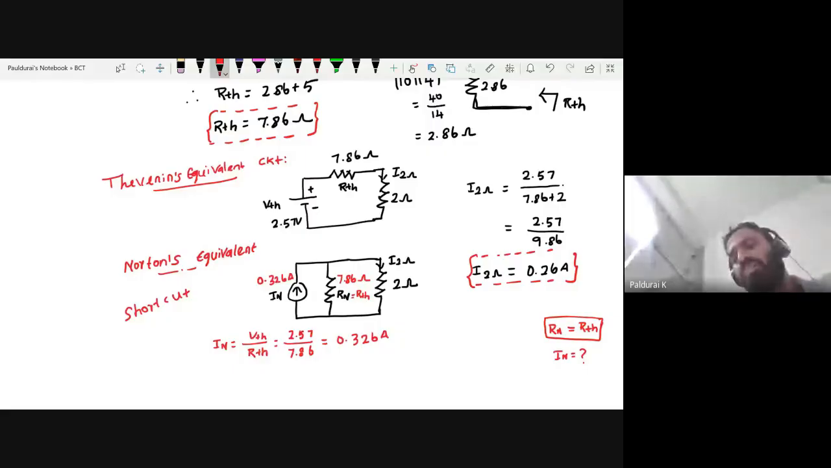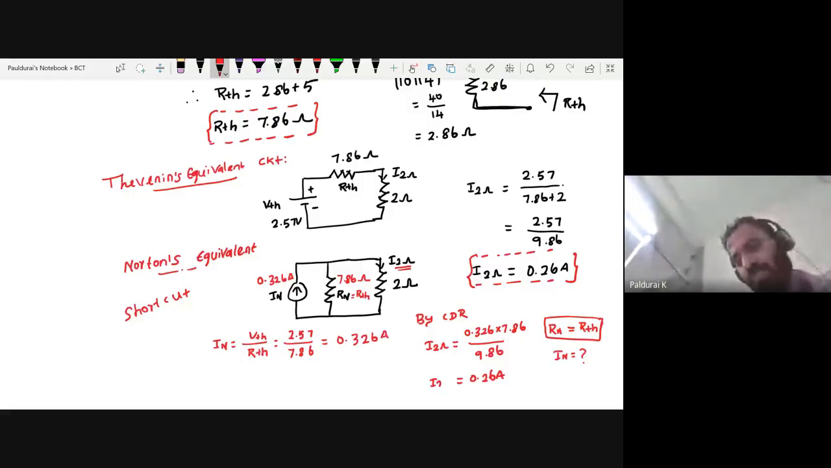Okay, so now can you find I sub 2 ohm and verify whether you are getting I sub 2 ohm equal to 0.26 ampere or not? Yeah, obviously you will get it, but we will verify by the current division rule. What is my I sub 2 ohm? Applied current into opposite resistance divided by total resistance. What is this value? If you calculate, obviously you will get 0.26. So this is Norton's theorem from Thevenin.